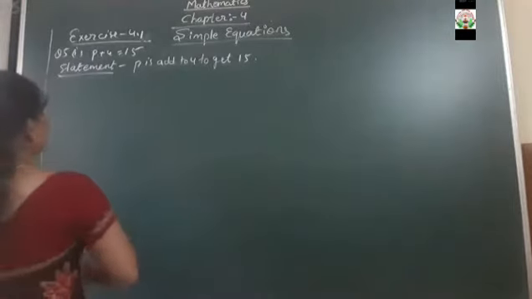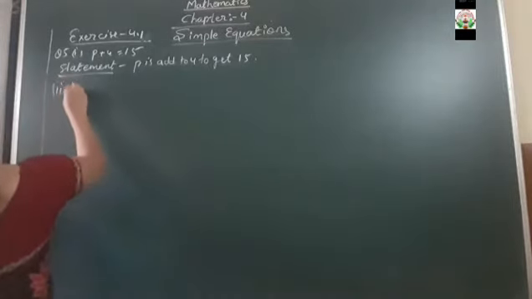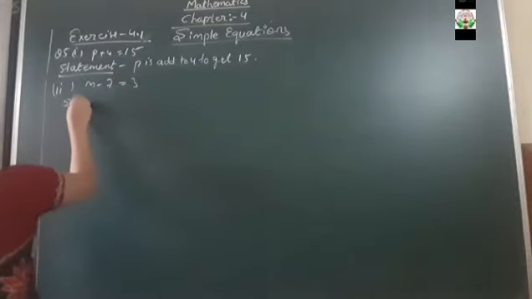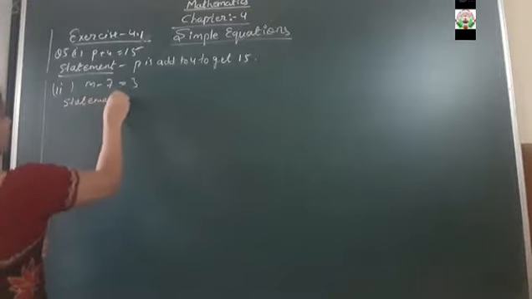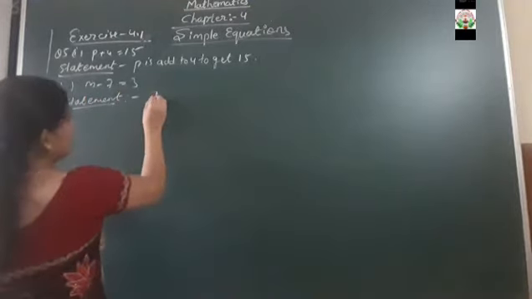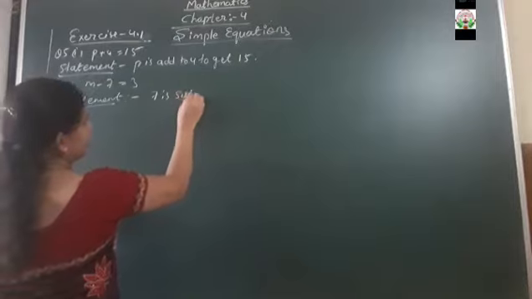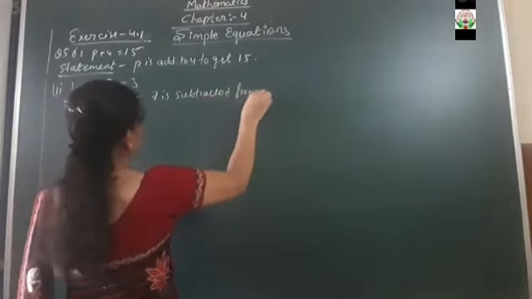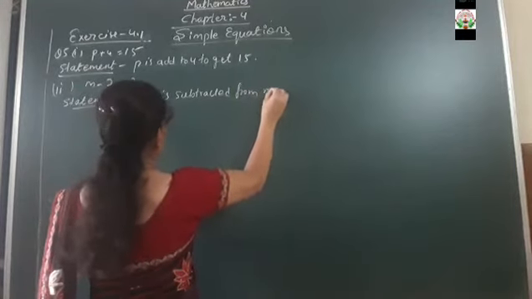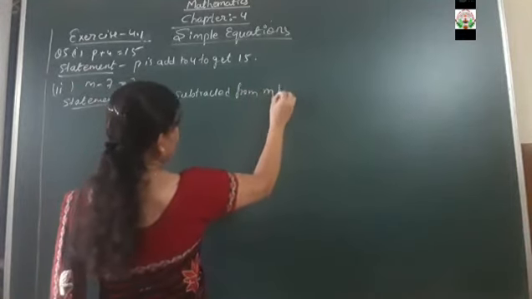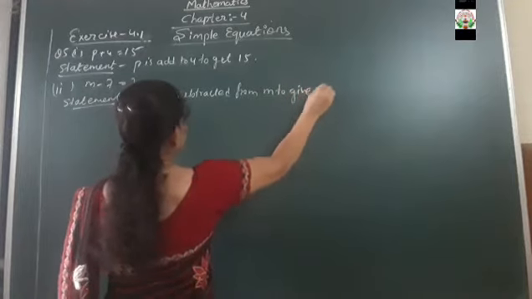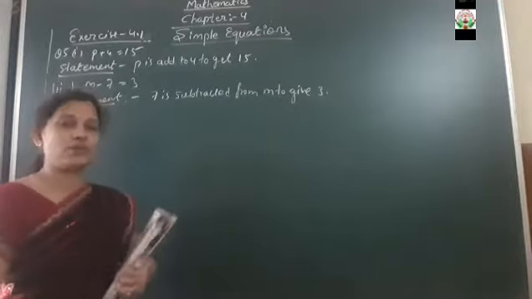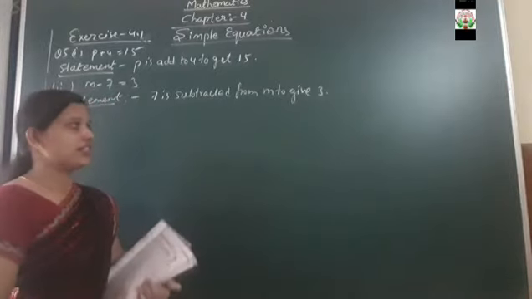Okay. Next, second, we have m minus 7 is equal to 3. So what will be the statement? The statement is: 7 is subtracted from m to give 3. Like this statement you can create. Any other statement also you can create, and can change the words.